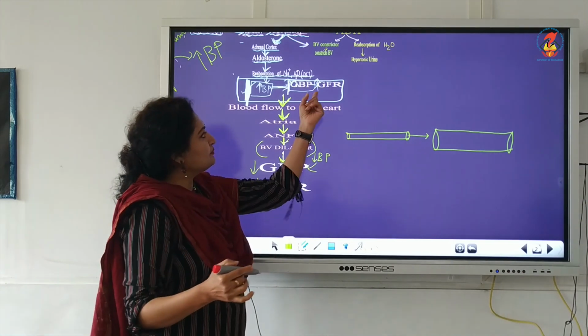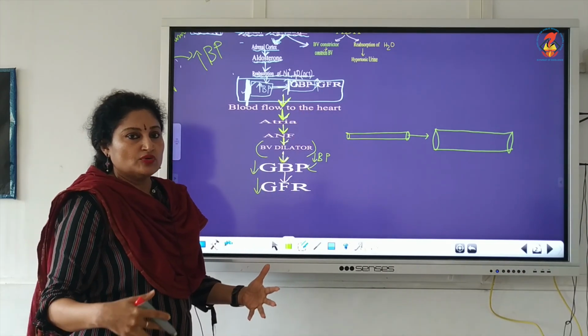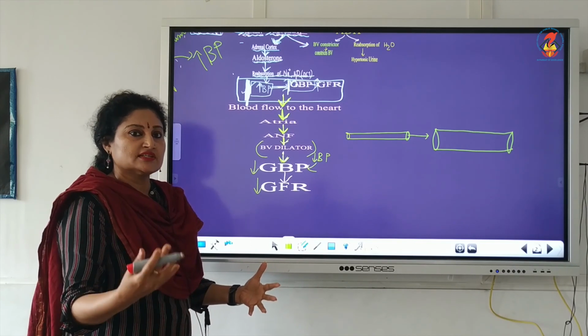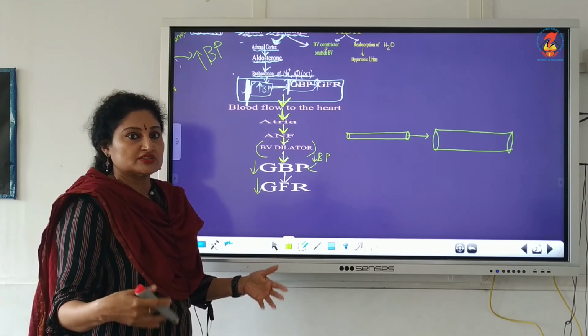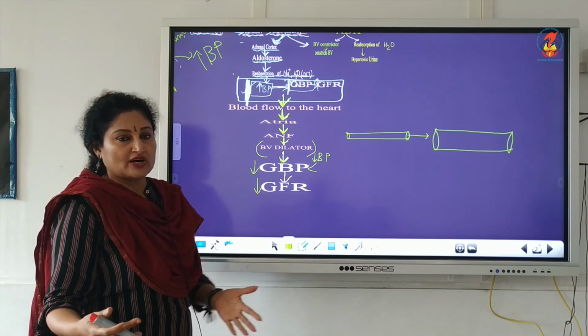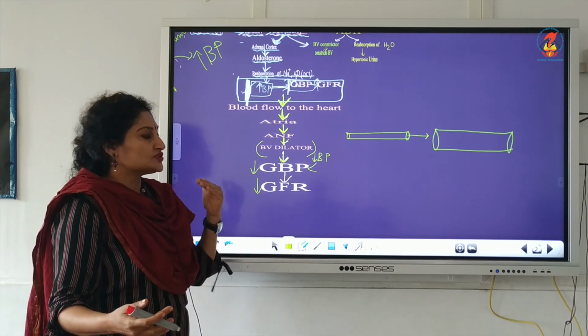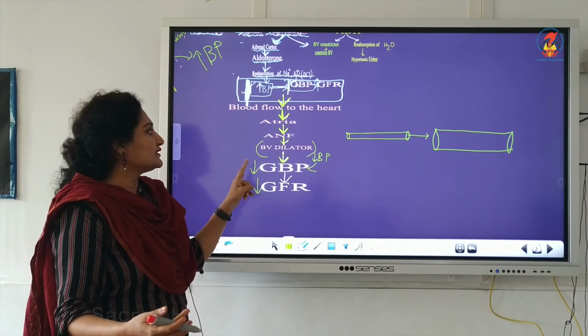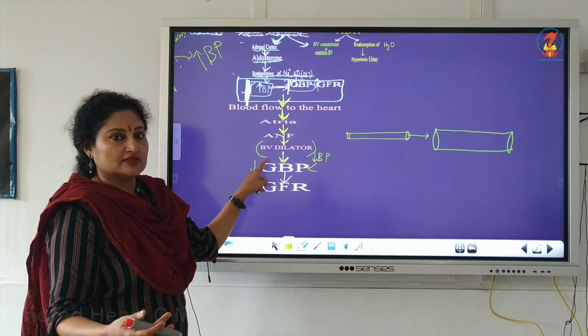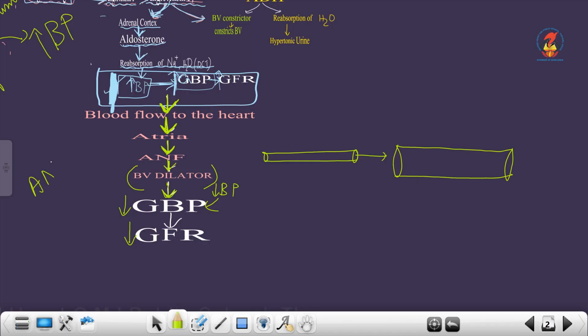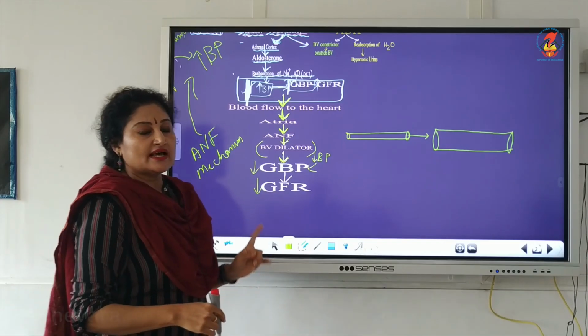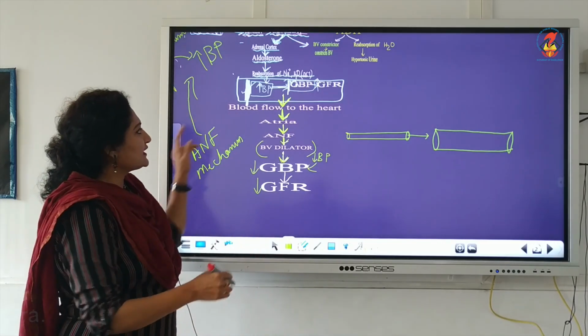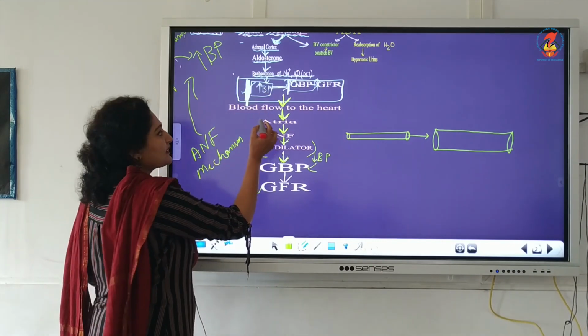So when the BP has increased in our blood, we know its role in the kidney: it increases the glomerular blood pressure, and as a result the glomerular filtration rate also increases, but it cannot go so fast. So the check on this renin-angiotensin mechanism is done by the ANF or the atria. This mechanism in white is called the ANF mechanism. So the ANF mechanism serves as a check for which mechanism? The renin-angiotensin mechanism.